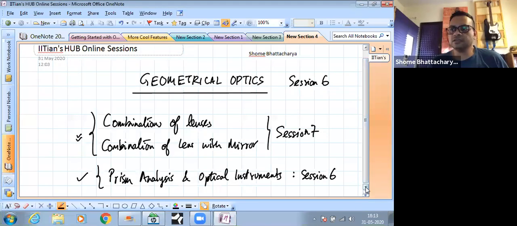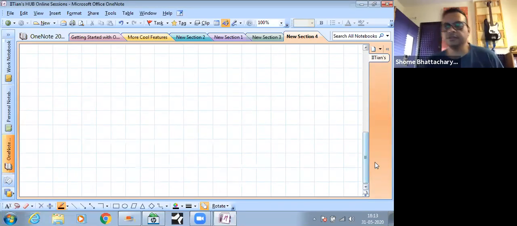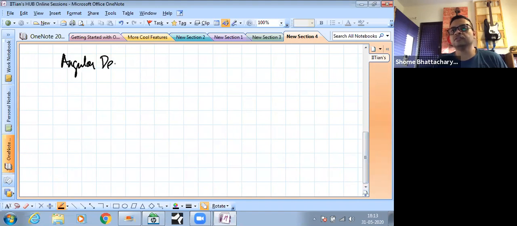We will start with the refraction of light due to a prism, or what we call angular deviation due to refraction by a standard kind of triangular prism.